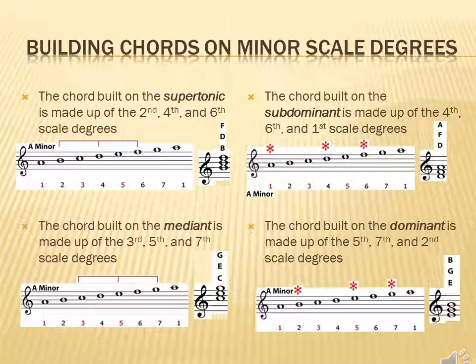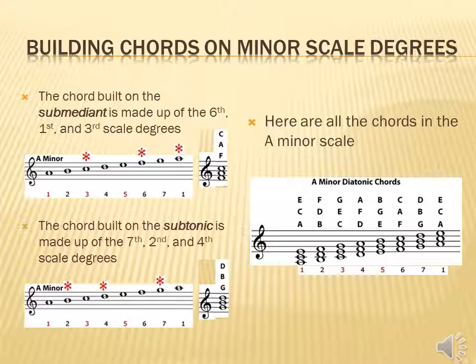The chord built on the subdominant is made up of the fourth, sixth, and first scale degrees. So we have D, F, and A as the minor 4 chord in A minor. The chord built on the dominant is made up of the fifth, seventh, and second scale degrees. So we have E, G, and B as the minor 5 chord in A minor.